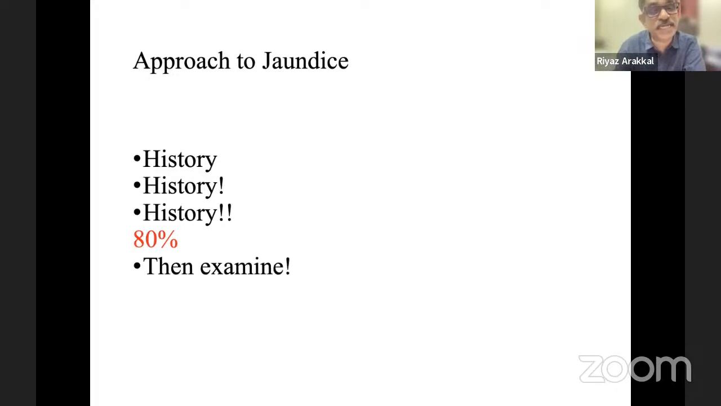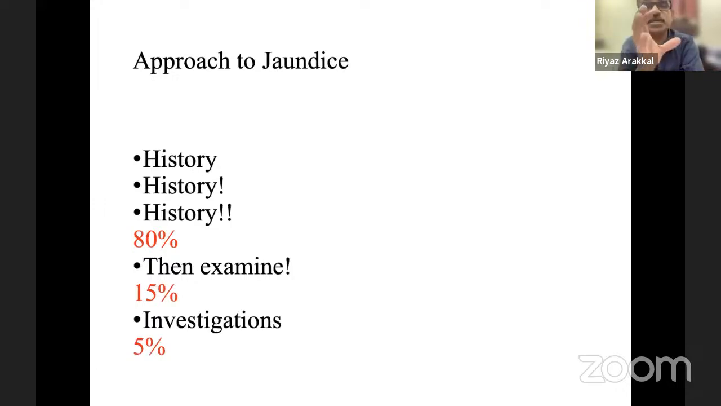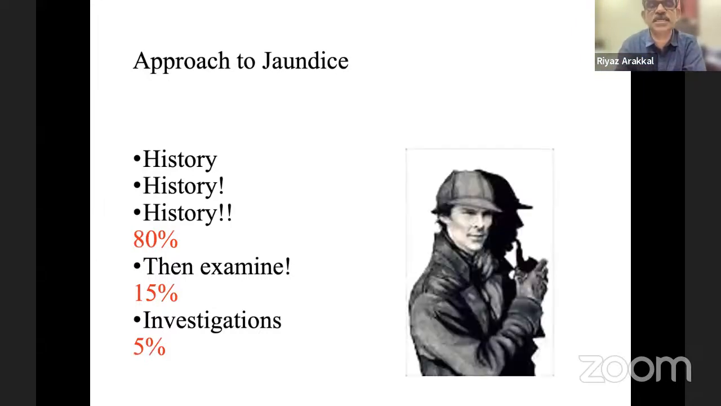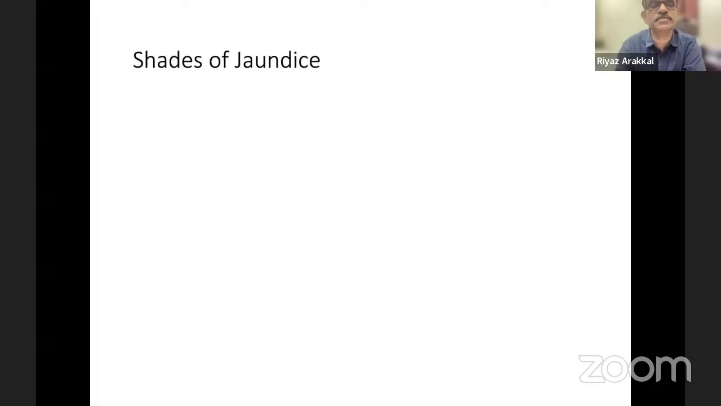Then you examine the child. 15% only by examination, and investigation just 5%. So the most important aspect, not only in jaundice but any disease, as postgraduates in pediatrics or postgraduates in any branch of medicine, I would request you to take a proper history. If you do not take a proper history, I'm sure that you'll miss the diagnosis. So pediatricians, not only pediatricians, but all doctors should definitely be like Sherlock Holmes. You should be inquisitive like Sherlock Holmes.